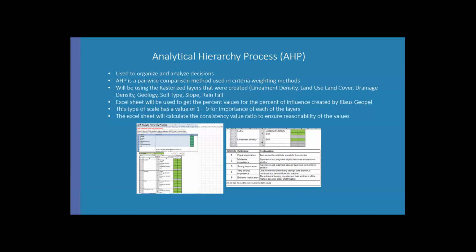And then the second one, you list a number from 1 to 9 of equal or less important. So number 1 will be equal importance. Number 3 would be moderate importance. So you put one of those numbers in, and then it'll calculate it for you.